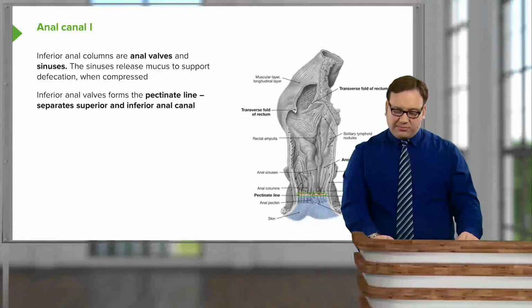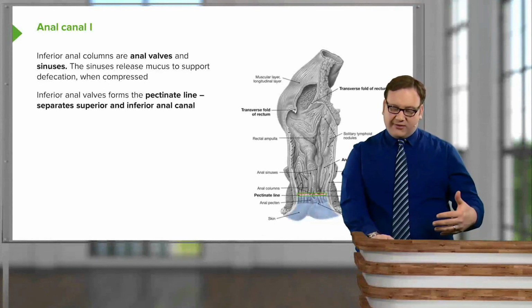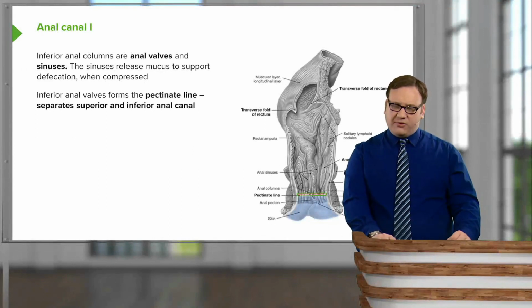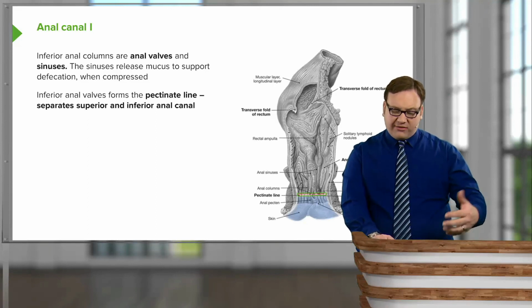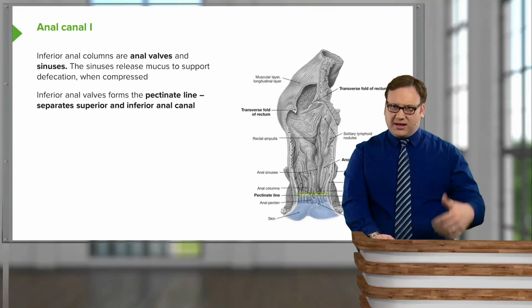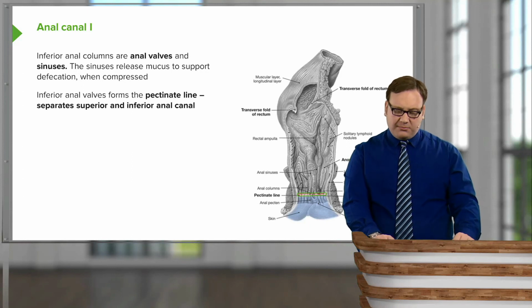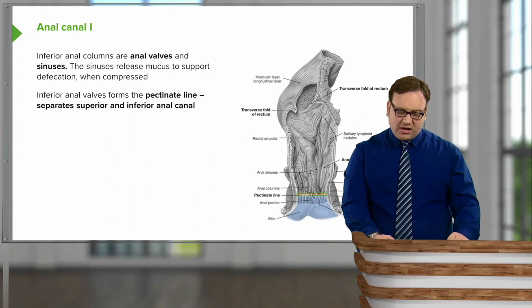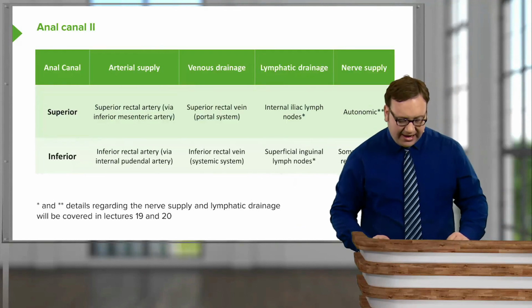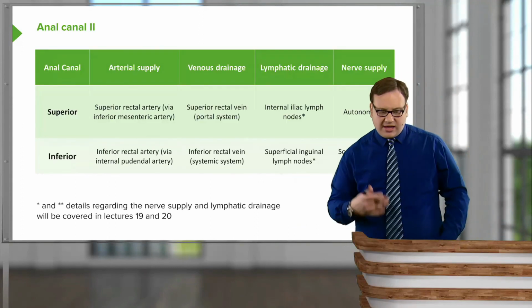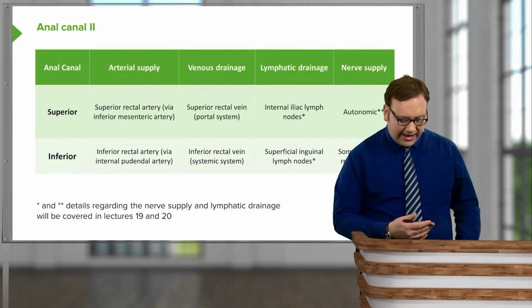And at this region, it's important because we really have different lymphatic drainage from this region as well. We have different nerve supply, where we have parasympathetic and sympathetic above, and we have somatic below. So this pectinate line really does mark an important transition. And here we can see that in more detail. The anal canal superiorly and inferiorly.